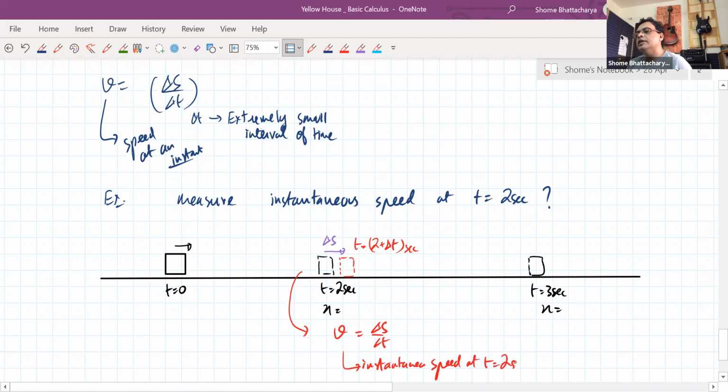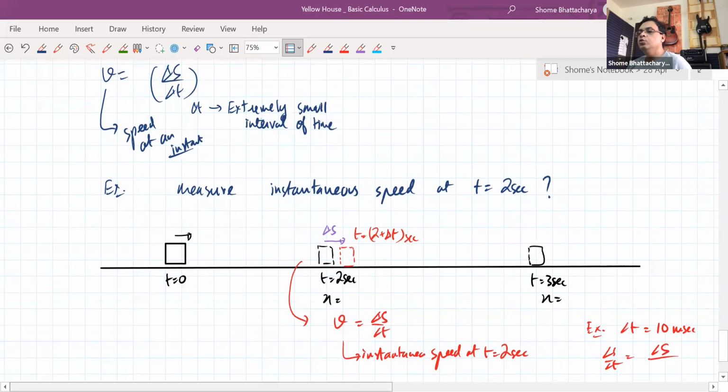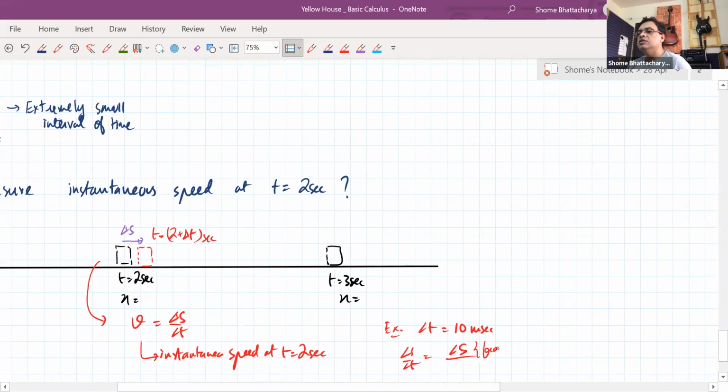At t equal to 2 seconds, for example, that delta t might be 10 milliseconds. So I'm calculating delta S by delta t for whatever distance traveled from 2 to 2.01 seconds. This is the distance from t equal to 2 to 2.01 seconds, because 10 milliseconds is the same thing as 0.01 seconds, divided by delta t, which will be 0.01 seconds. So that is how I'll be calculating if I take delta t equal to this much.